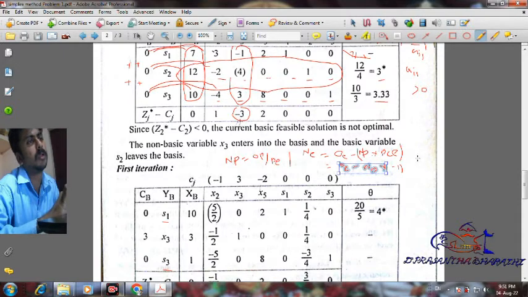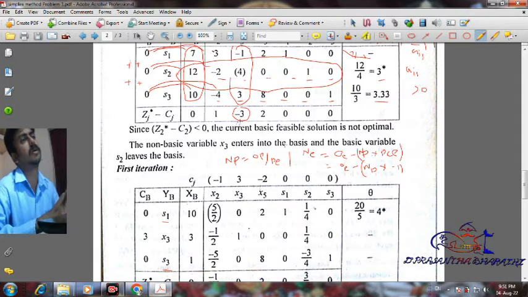Okay, so here we are having 7 minus 3 into minus 1, that is 7 minus 3 into minus 1, that is 7 plus 3, and that will give you 10.